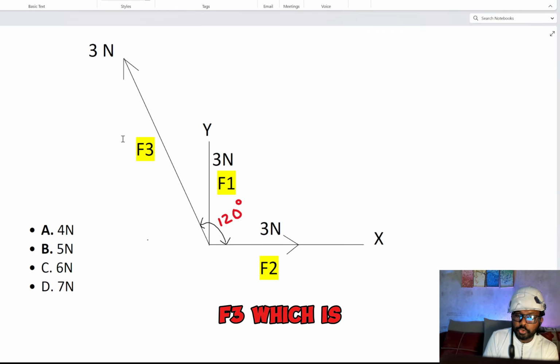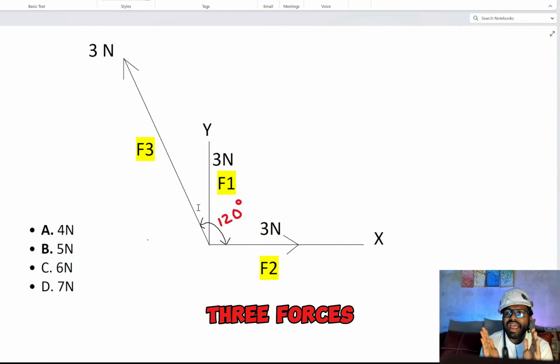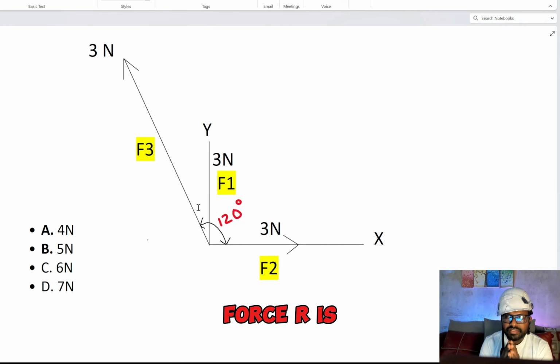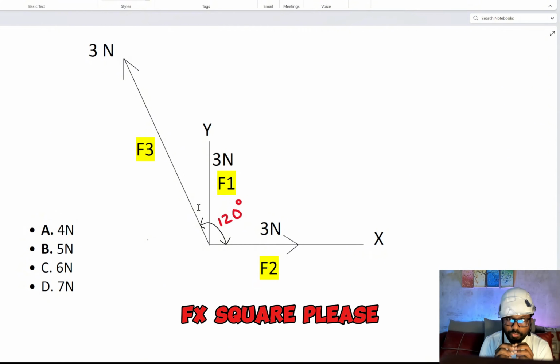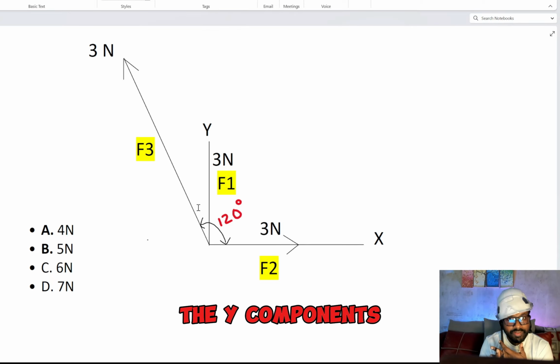For the force F3, which is the only complicated one, the x component is going to be F3 cos theta, where theta is the angle with the x-axis. So F3 cos 120. And its y component is going to be F3 sin 120. Got it? So once you find all the individual x and y components of all these three forces, add the x components separately and y components separately. Then the resultant force R is equal to the root of Fx squared plus Fy squared, where Fx is the sum of all the x components and Fy is the sum of all the y components.